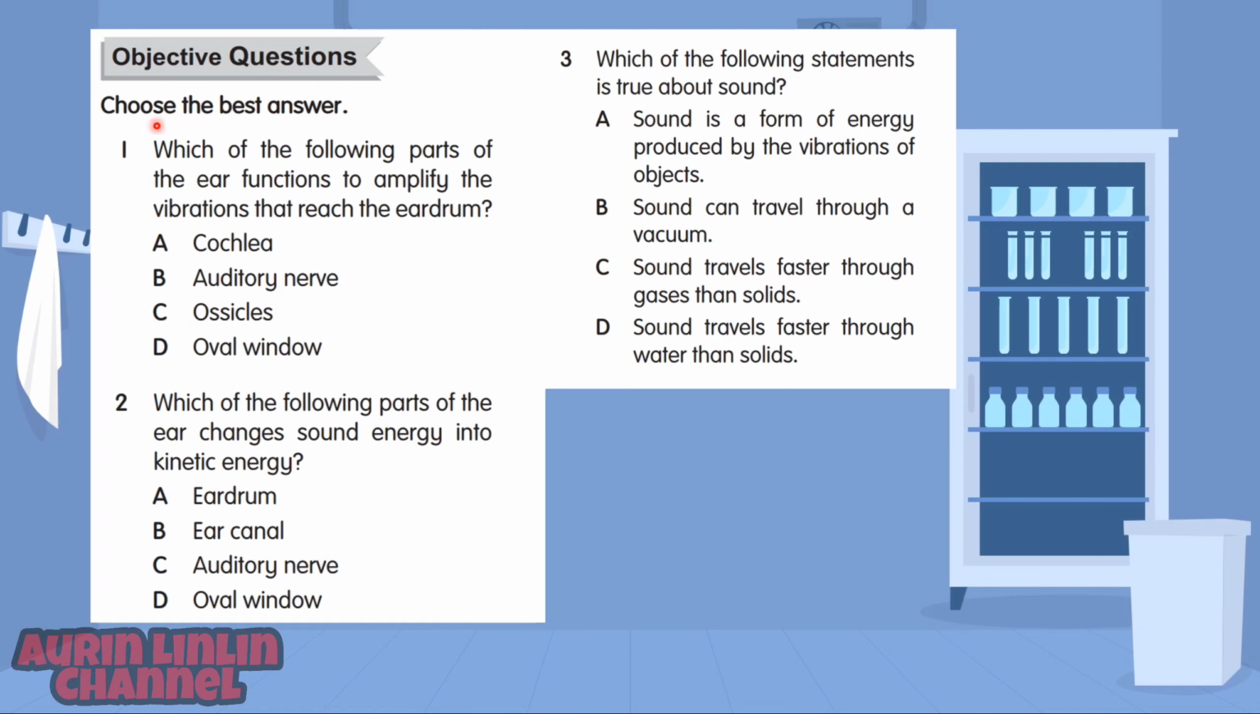Objective questions. Choose the best answer. 1. Which of the following parts of the ear functions to amplify the vibration that reaches the eardrum? The answer is C. Ossicles. 2. Which of the following parts of the ear changes sound energy into kinetic energy? The answer is A. Eardrum. 3. Which of the following statements is true about sound? And the answer is A. Sound is a form of energy produced by the vibration of objects.